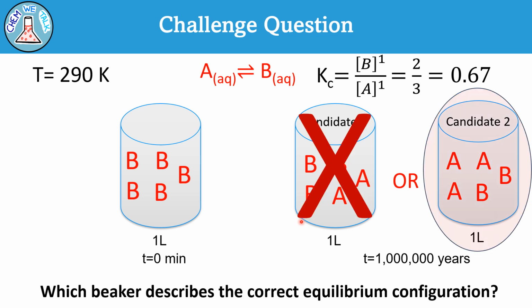However, that is not the case. You're going to get 3 A's and 2 B's again because of the Kc. So the equilibrium, I like to say, is like a law of nature. Every time you have A and B, as long as you are at the same temperature, you're always going to get products over reactants being exactly the same. You're going to get 0.67, so 2 B's and 3 A's.